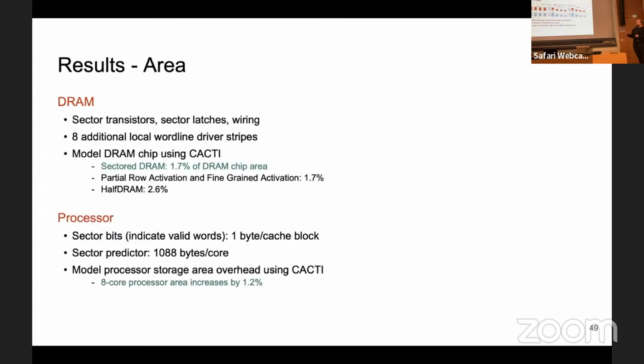Yeah, okay, so then area, this was another thing the authors cared a lot about. I won't go through all the details here. So I already at every point tried to address how many extra sector transistors, latches, and wiring you need. The general result using CACTI as an estimation tool was that the area overhead is less than 2%. So 1.27% of the chip area, which especially compared to half DRAM is quite a bit better.